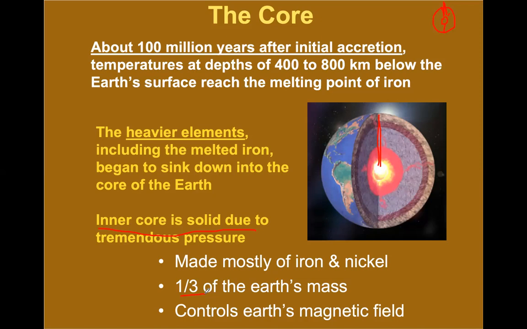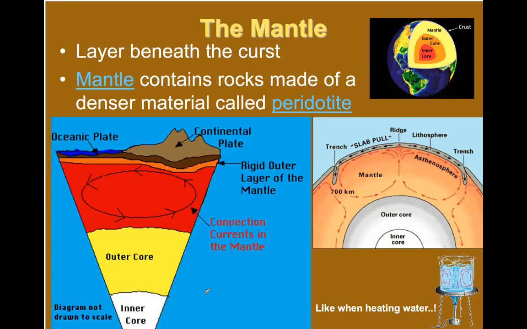It controls the magnetic field because it can generate a magnetic field around the Earth by this iron. So therefore, the generation of the Earth's magnetic field is mainly caused by the Earth's core.